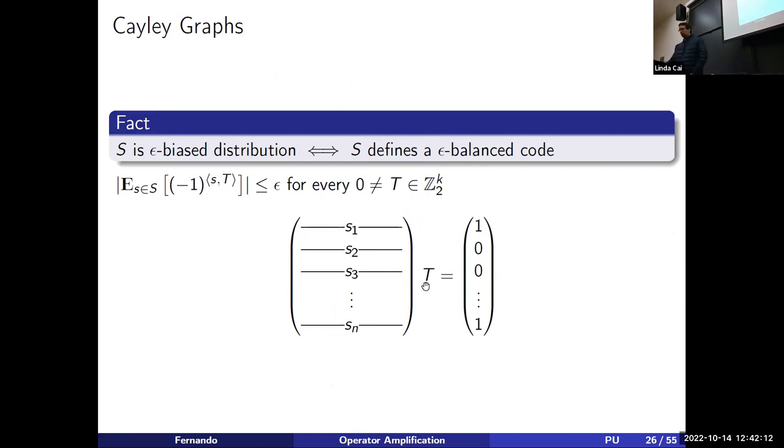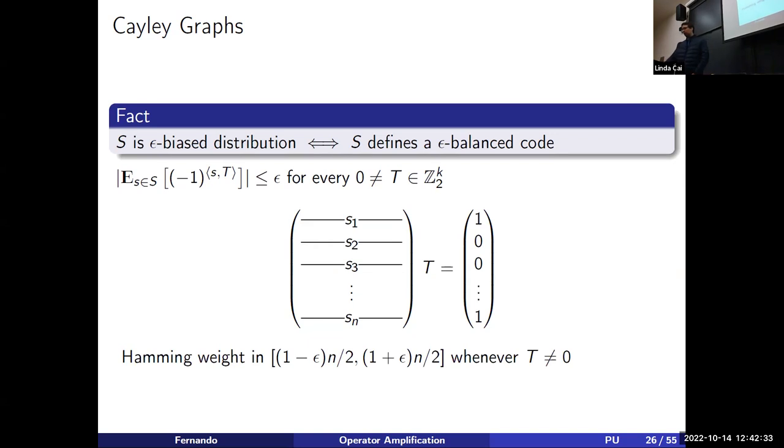Whenever you take a non-trivial T like this, we know that the inner product of this with T is going to be roughly balanced. The number of zeros and ones that we see is about the same because of the condition on the Fourier coefficients. For every non-trivial T, the bias is small, about epsilon. So a lambda-expander is related to a lambda-bias distribution, which is the same as a lambda-balanced code. And so the Hamming weight of any codeword, when you take a T that's not zero, is about a half, with an error of plus or minus epsilon.